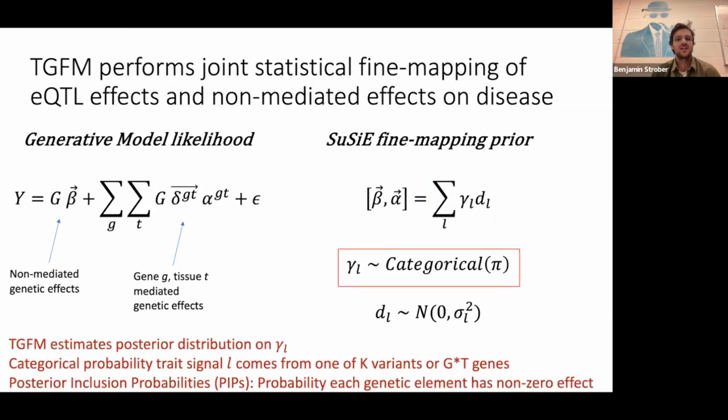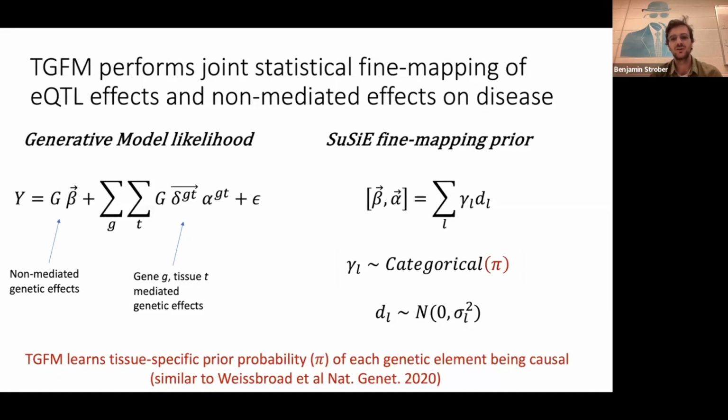And in addition to that, TGFM is going to estimate a posterior distribution on this latent variable gamma L. And what gamma L represents is the categorical probability that the trait signal L comes from one of the K variants or one of the G times T gene tissue pairs. And once we calculate a posterior distribution on all the gamma Ls, we can compute this quantity that we're going to talk a lot about today, which is a posterior inclusion probability, or a PIP. And a PIP basically just captures the probability that each genetic element has non-zero effect on the trait.